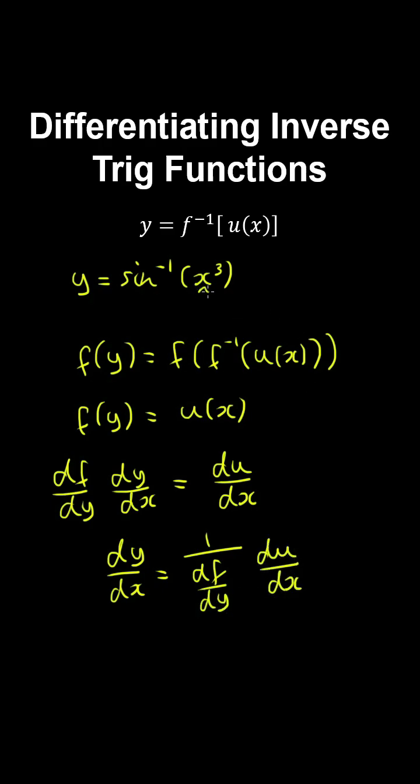As you can see, if u of x is equal to x, then du dx is 1. And from here, we use trig identities to obtain an expression for df dy in terms of x, which we'll do in a few examples.